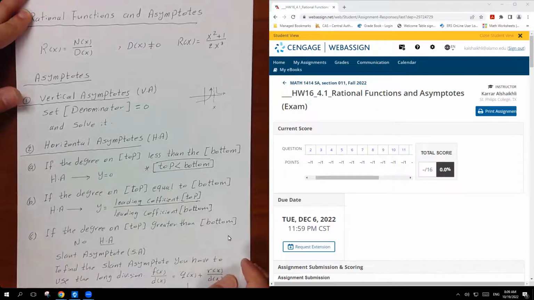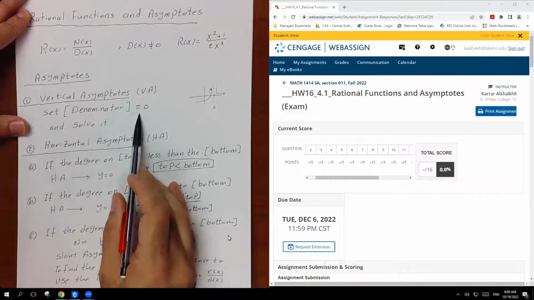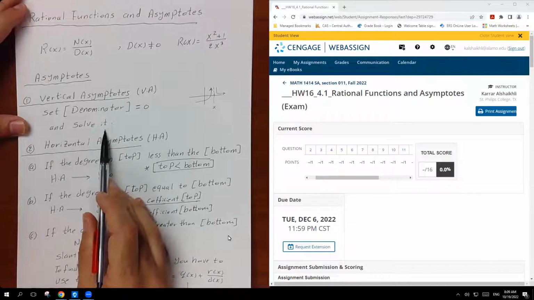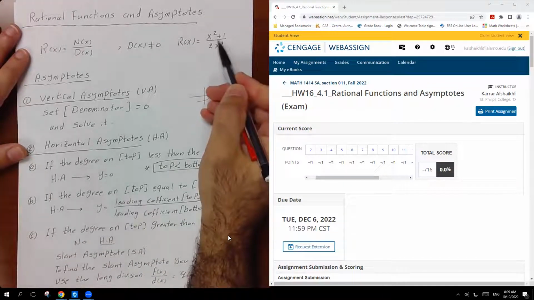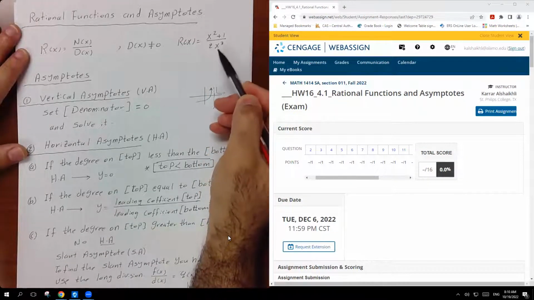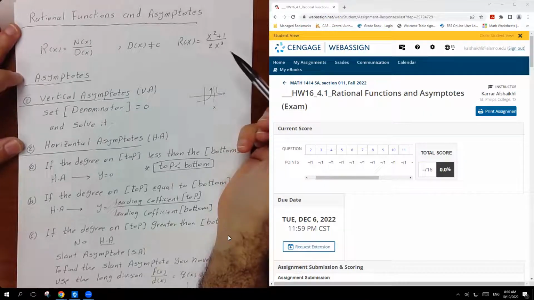How are we going to find this asymptote? By setting the denominator equal to 0 and solving it. You take the denominator, set it equal to 0 and solve it, and the result is going to be the vertical asymptote. We're going to do an example.